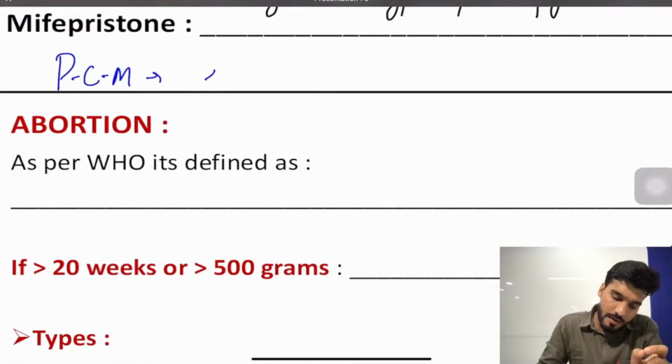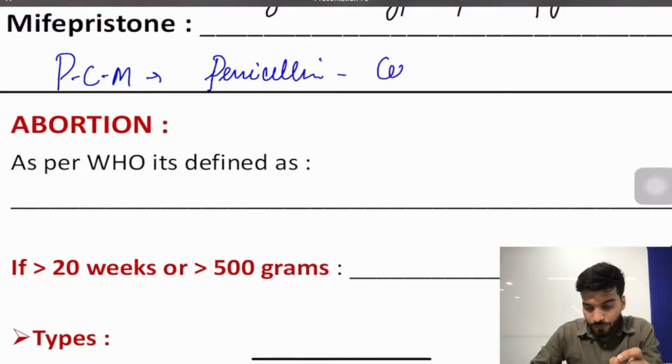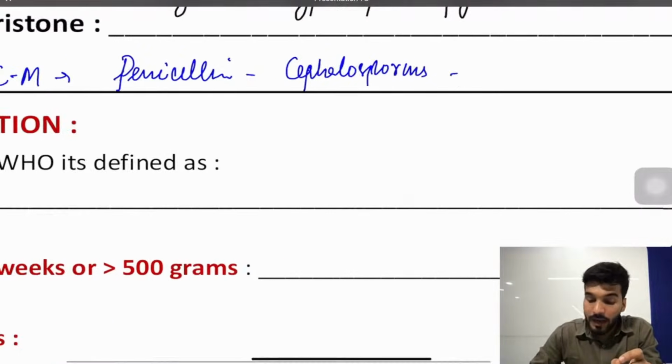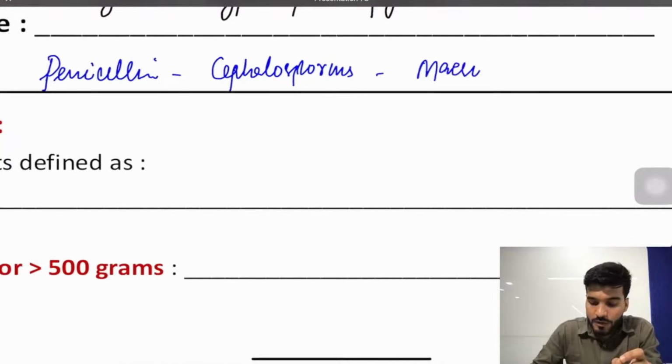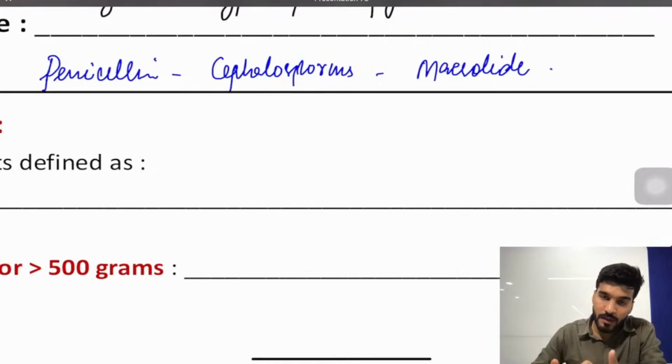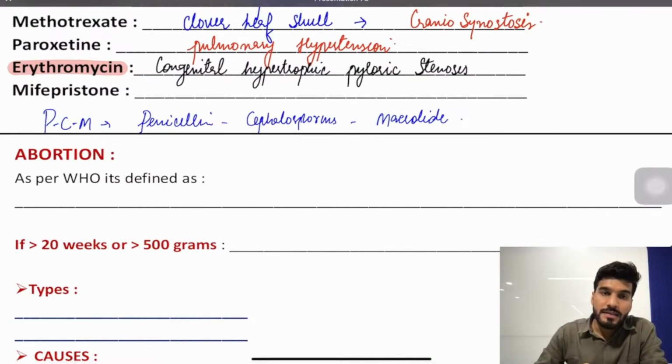PCM, what is it? Penicillin, cephalosporins and macrolides. Which macrolide will you not give? Sir, except erythromycin. Erythromycin we are not giving in case of pregnancy, because it can lead to CHPS.